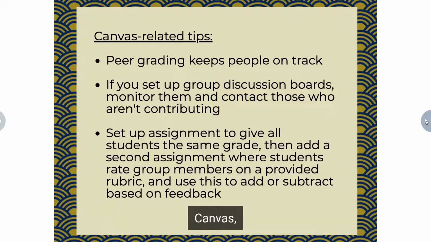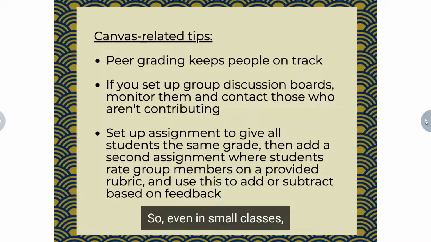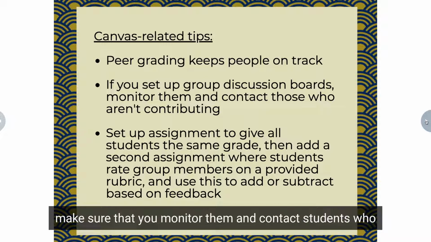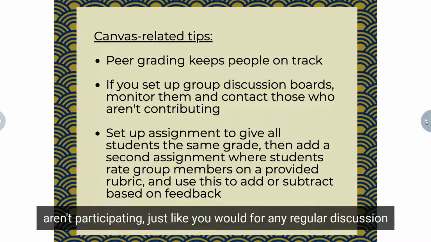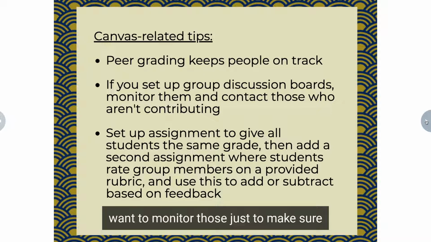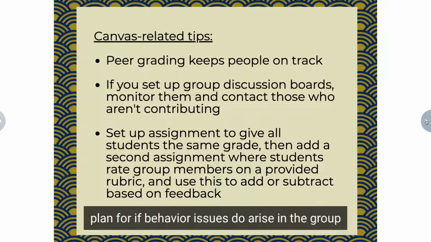Related to Canvas, as I said before, peer grading helps keep people on track. So even in small classes, you can work in groups. And if you set up group discussion boards, make sure that you monitor them and contact students who aren't participating, just like you would for any regular discussion within your class. You also, unfortunately, want to monitor those just to make sure that students are treating each other fairly and that there are no problems arising, and have a plan for if behavior issues do arise in the group discussions.